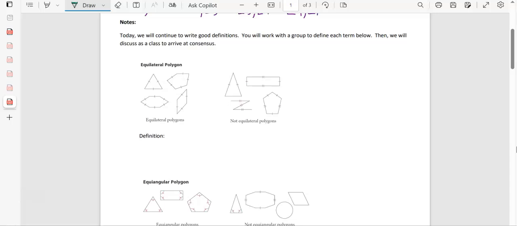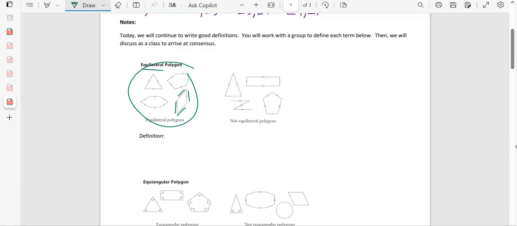In this example, equilateral polygons, we notice we have a bunch of different types of polygons. So we have triangles, pentagons, quadrilaterals, hexagons. And then we have those same types of shapes in this next piece. What do all of these things have in common? Looking at the name, we notice that all of the sides here are congruent. In each of these polygons, all of the sides are congruent.